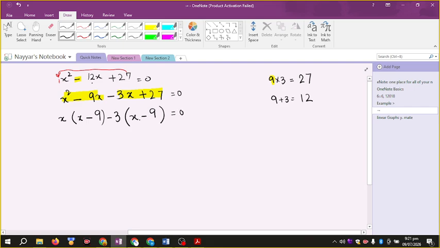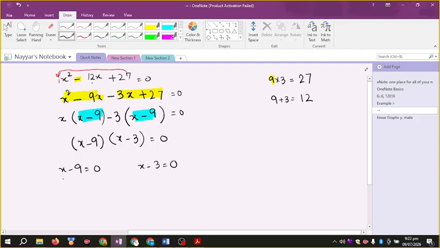Remember, in the factorization method these two brackets must be the same. If they are the same, it means that you are solving it right. Now you will take the x minus 9 bracket common, so what is left? x minus 3 is left, is equal to 0. As both brackets are equal to 0, you will make them equal to 0 like this.